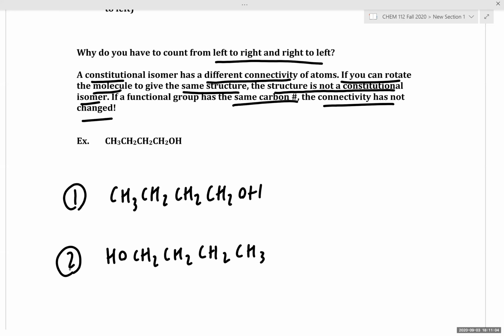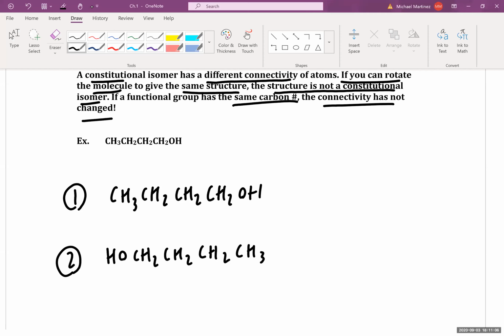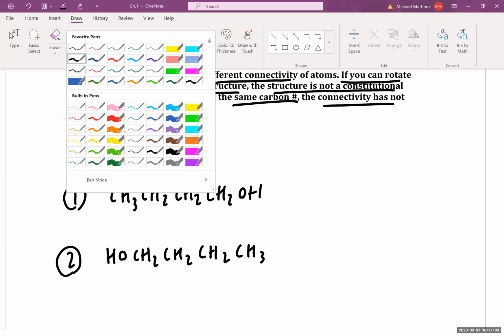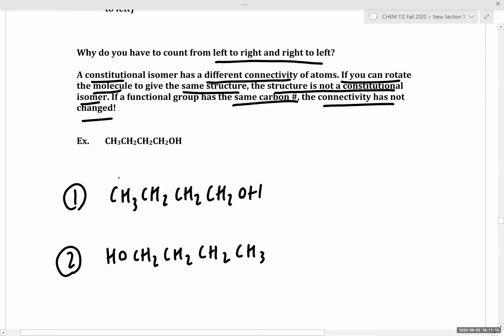They're the same. And to prove this, let's look at what happens when we number our carbons. In general, you want to have your numbering convention so that the carbon with the same functional group gets the same number. So 1, 2, 3, 4.